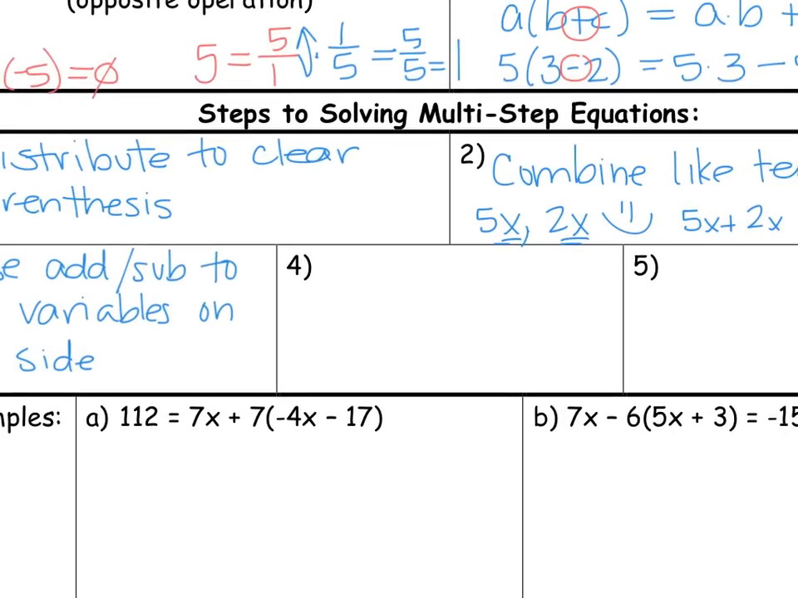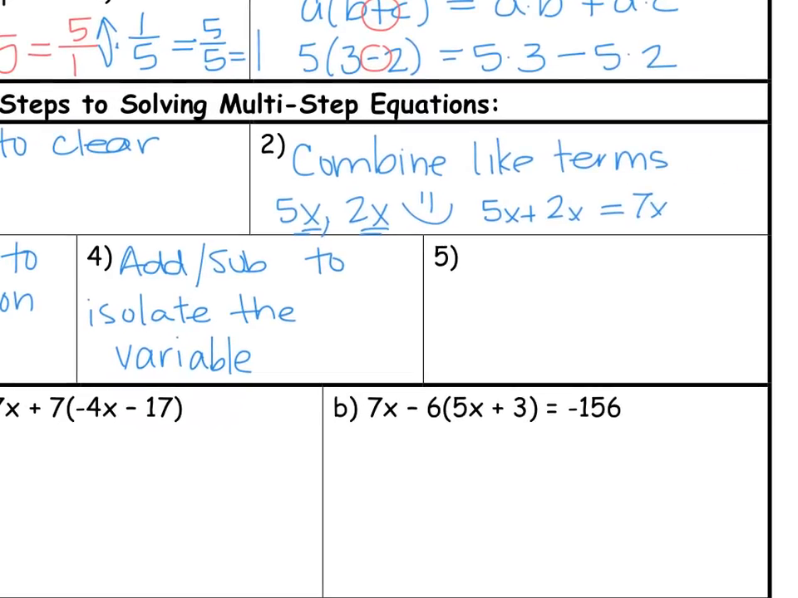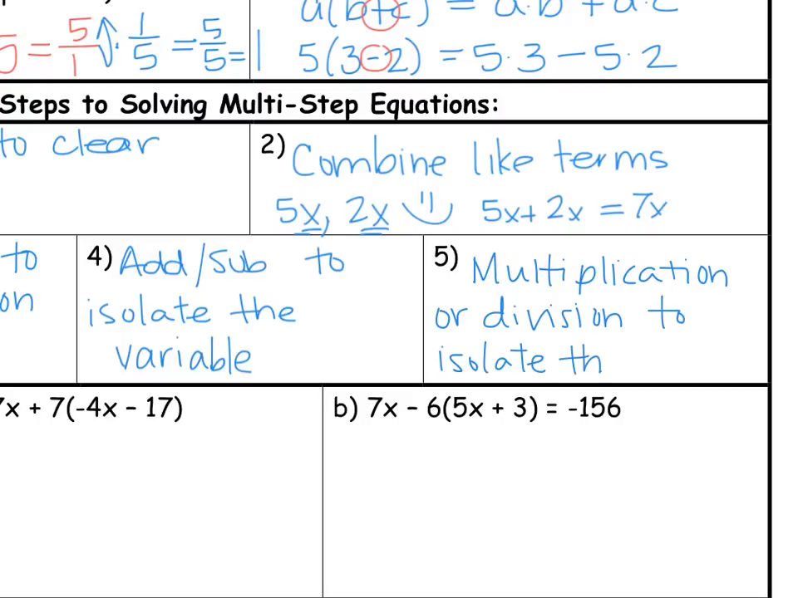Step number 4, we're going to add or subtract to isolate the variable. And isolate means to get it by itself. And then lastly, we're going to use multiplication or division to also isolate the variable. Sounds a little more complicated, but we're going to go over 2 examples below and examples in class tomorrow.